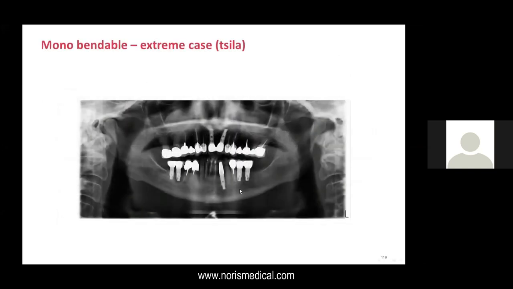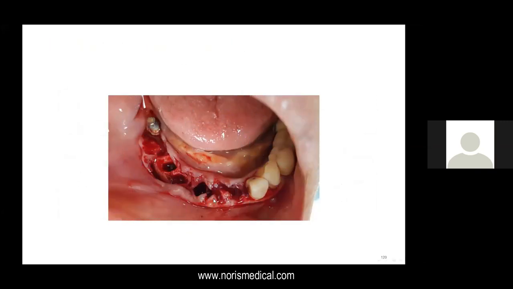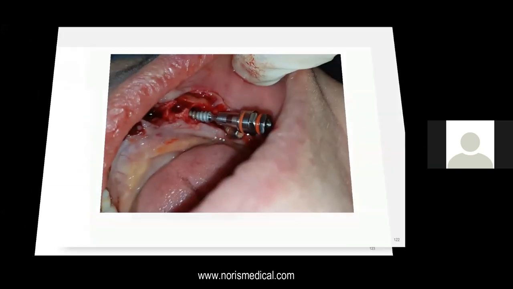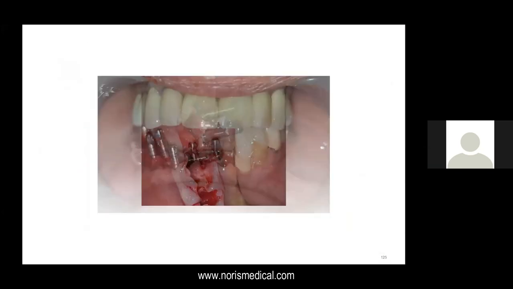Again, here you can see a bendable case. Here, actually, my main purpose was to do a bending of the implant just in front of the mental nerve. So I want to show you first the x-ray, and then I will go back.